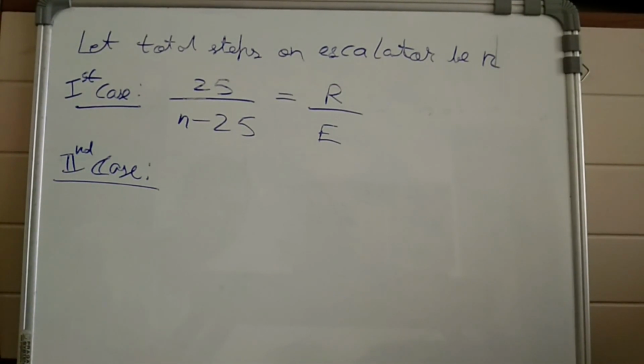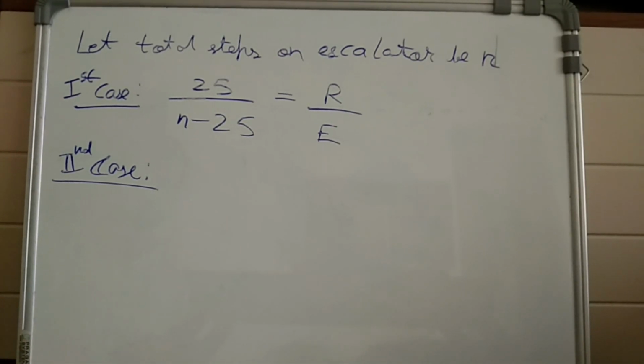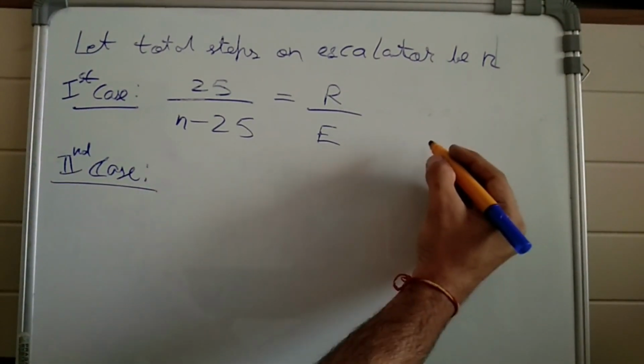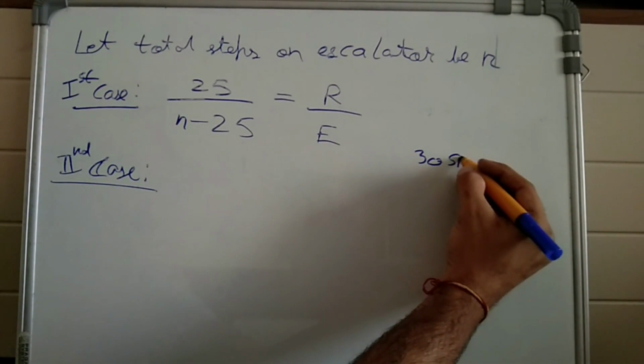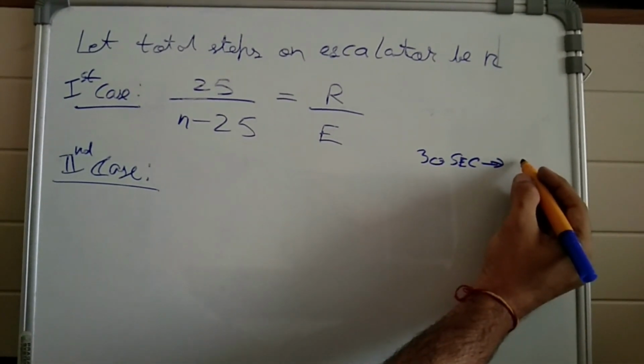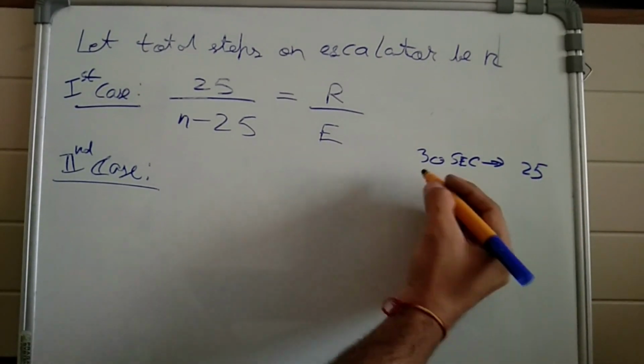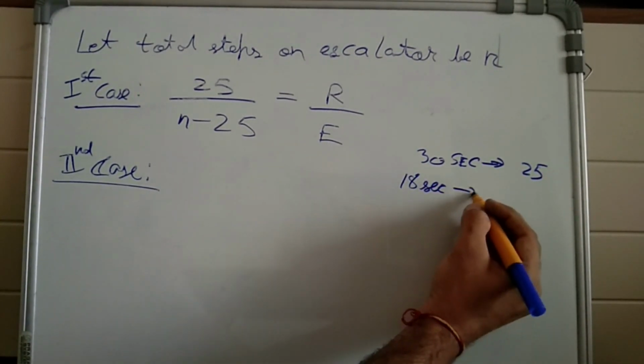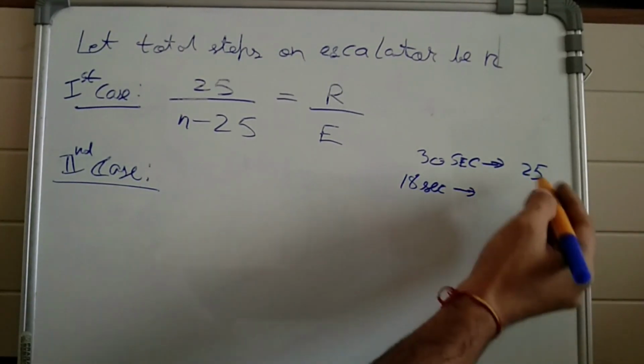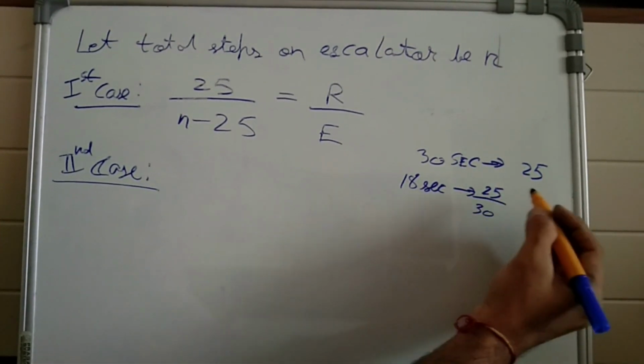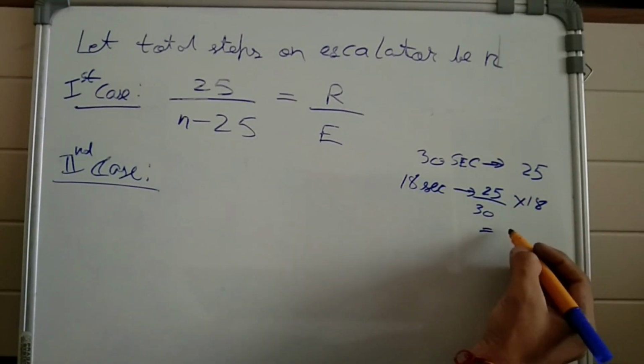For the second case, we need to find the number of steps taken by Raj when he tripled his speed. Please take care over here that when he tripled his speed, the number of steps taken by him will no longer be 25. So we need to first find how many steps he took when he tripled his speed. In 30 seconds, he took 25 steps. In 18 seconds, I am just doing the unitary method: 25 upon 30 into 18. This will give me 15.